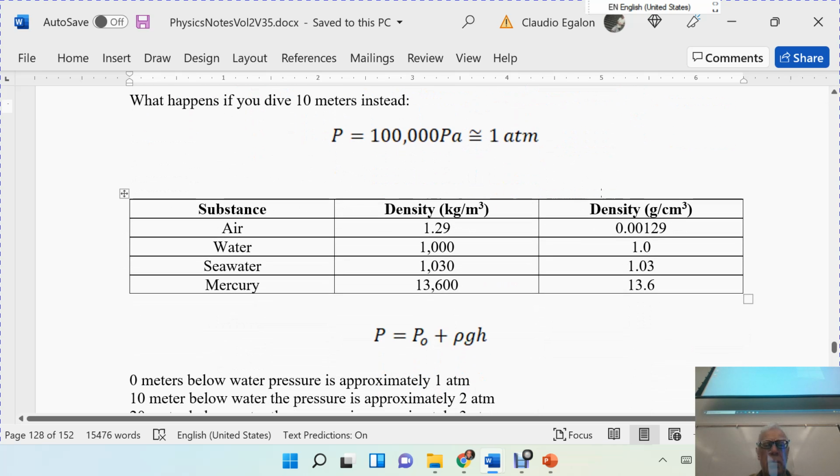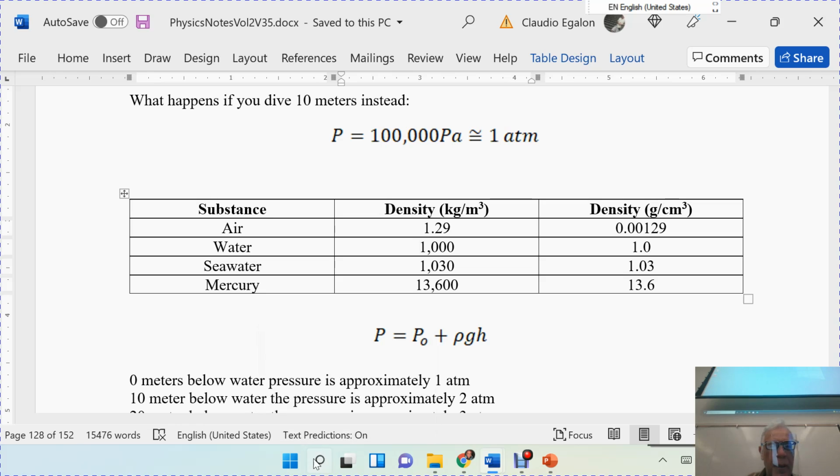So you can apply this calculation for different substances, for different fluids, if you know their density. The air has a density of 1.29 kilograms per cubic meter, so it's almost 1,000 times less than water. Seawater is a little bit denser than regular water. It's only 3% denser. Mercury is 13 times denser than water.